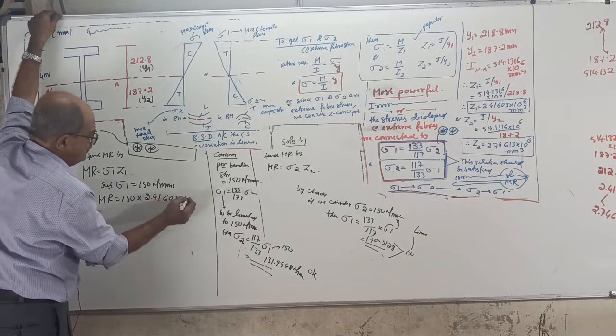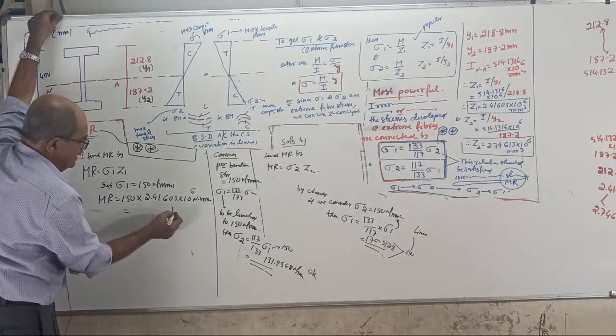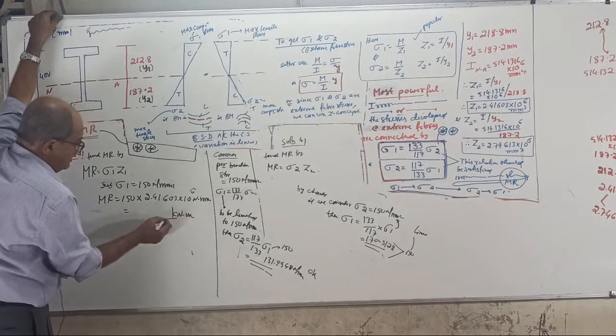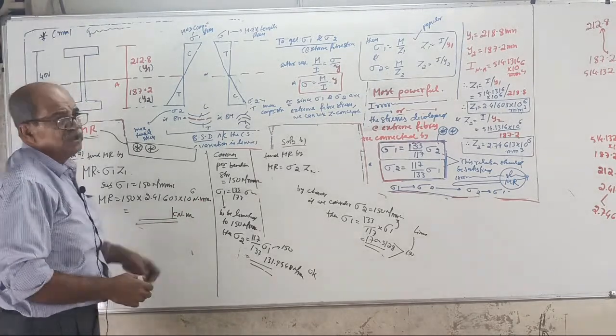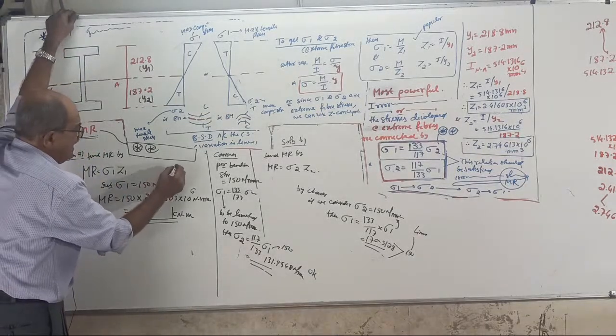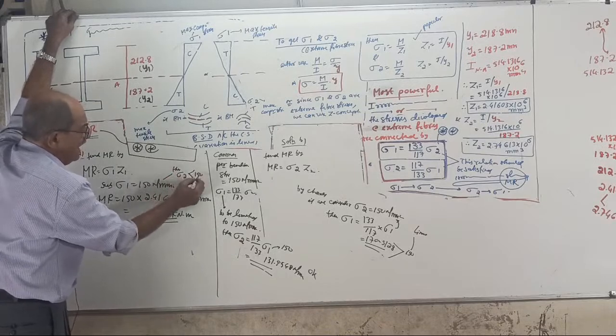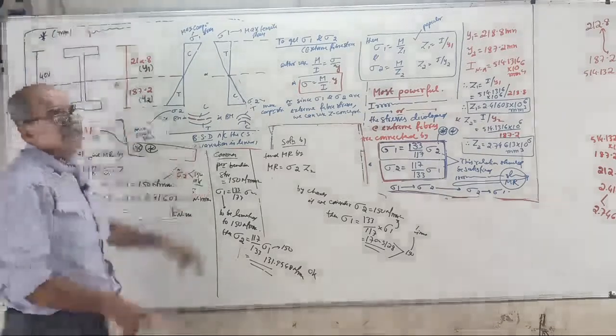2.41603 × 10^6 Newton millimeter. Tell the answer in kilonewton meter. Because when you substitute sigma 150, then we know sigma 2 is less than 150. Okay, it is less than 150. Therefore, okay.